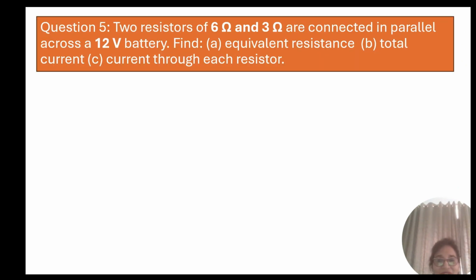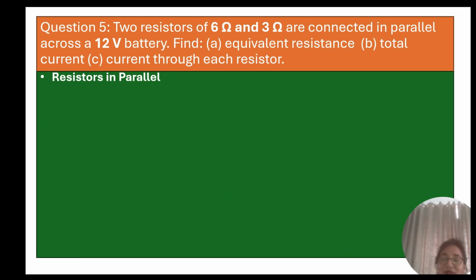Next is question number 5. Two resistors of 6 ohm and 3 ohm are connected in parallel across a 12 volt battery. Find the equivalent resistance. You need to find the total current and current through each resistor. You can pause the video because this question is very much similar to the previous one and I'm sure you have understood how to solve. So likewise, you have to take resistors in parallel. Earlier it was resistors in series.